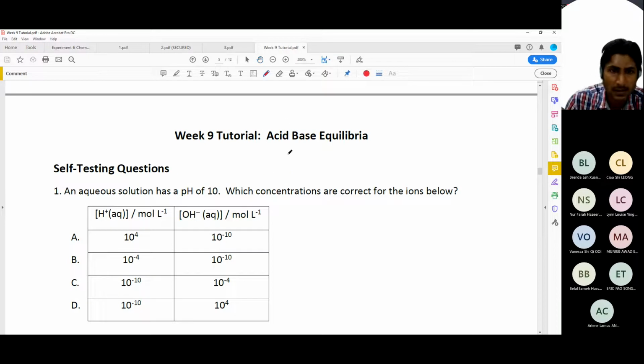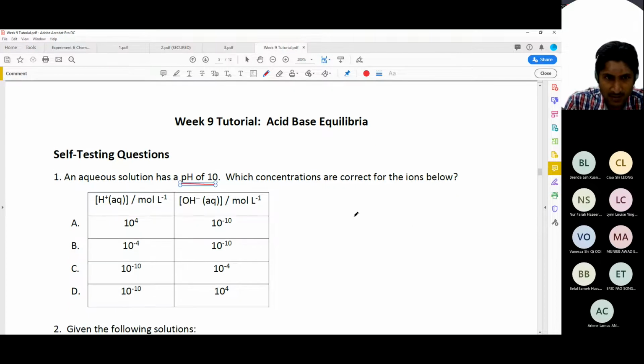All right, so here we are. Question number 1: an aqueous solution has a pH of 10, right? First of all, let's refresh our memories a bit. pH is equal to negative log of hydrogen ion concentration, right? Hydrogen ion concentration or H3O plus, same thing. But for simplicity, we just consider hydrogen ion concentration.